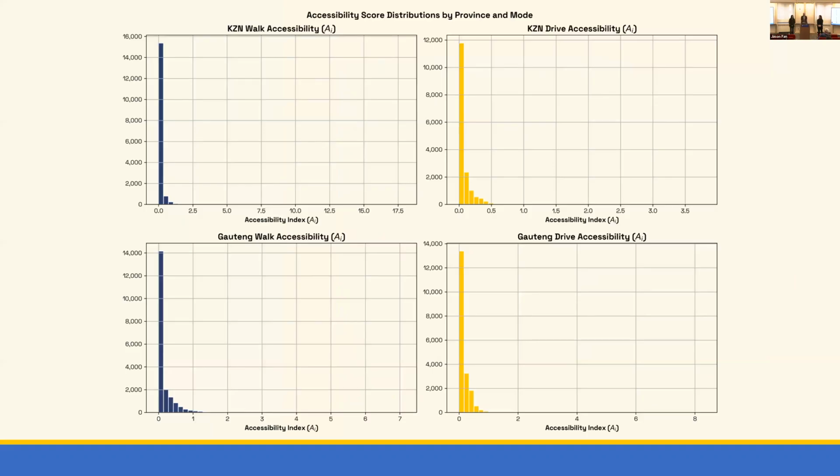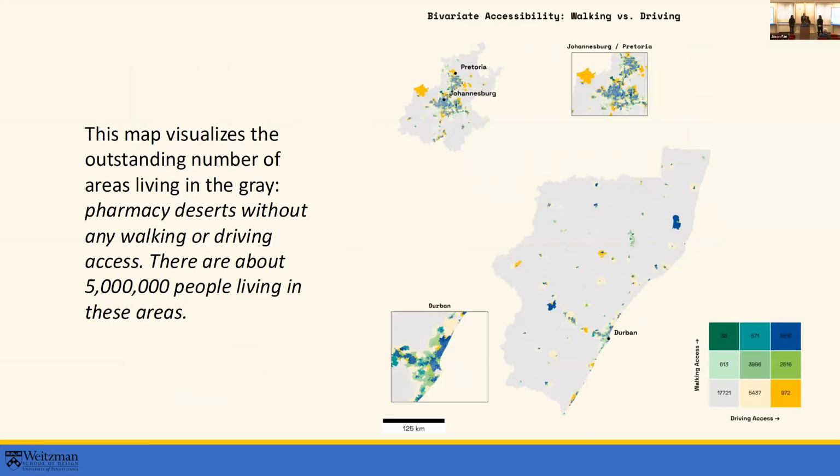So these are the histogram outputs for our scores. We have two for each province. One is walking and one is driving. And as you can see, they all follow the same pattern of right skew with centering near 0. This is suggesting a spatial or population imbalance of some sort, which we will see in this map.